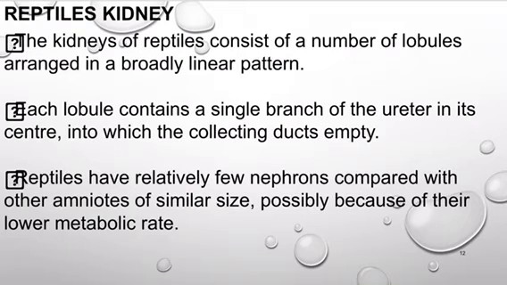What about the kidney in reptiles? The kidneys that you find in reptiles consist of a number of lobules arranged in a broad and linear pattern. Each lobule contains a single branch of the ureter in its center, and collecting ducts empty into the ureter. Reptiles have a kidney with relatively few nephrons compared with other amniotes of a similar size. This could be because of their lower metabolic rates.